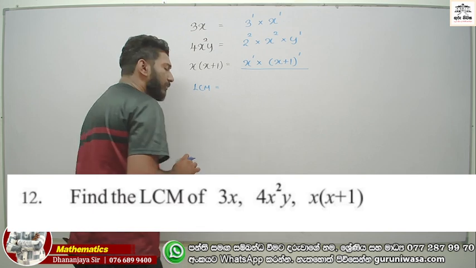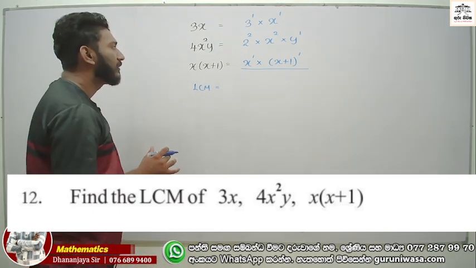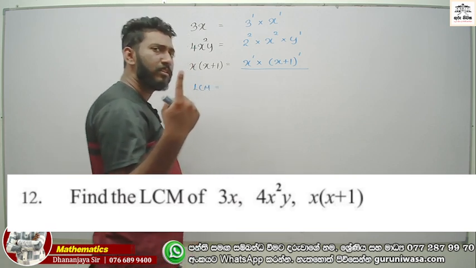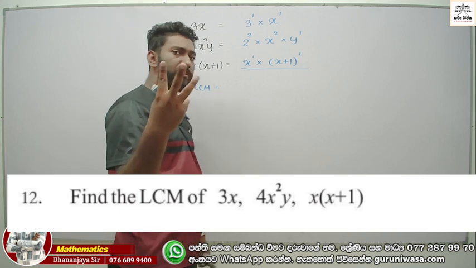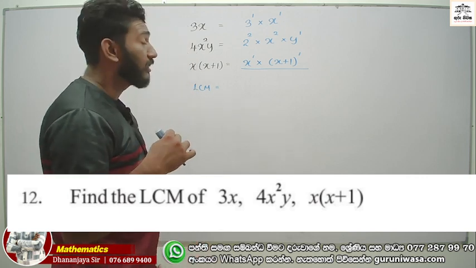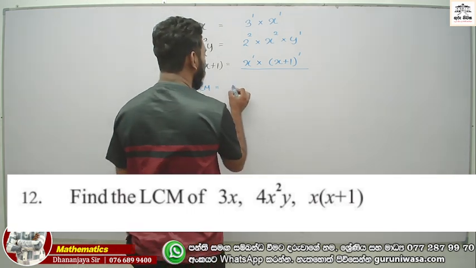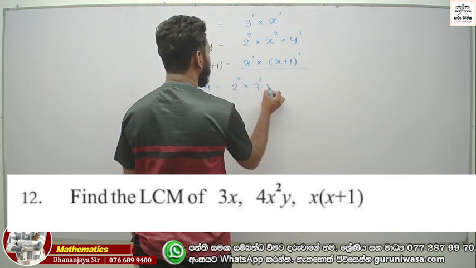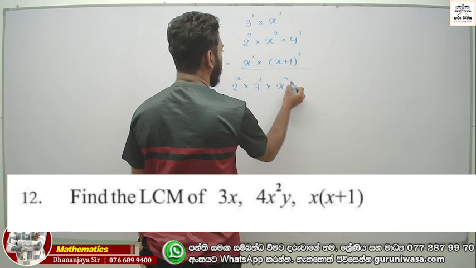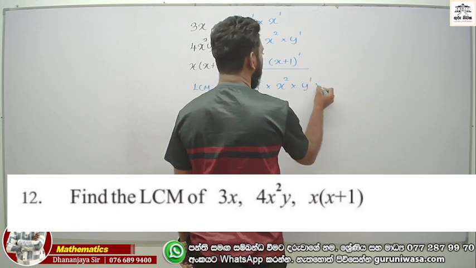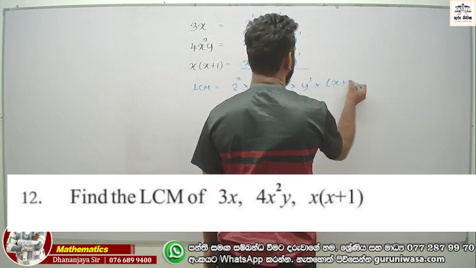You need to write the product of the highest powers of all the different terms. How many different terms? 2 is different, 3 is different, x is different, y is different, and x plus 1 is also different. Now you can write 2 to the power of 2, 3 to the power of 1, x to the power of 2 into y to the power of 1 into x plus 1.